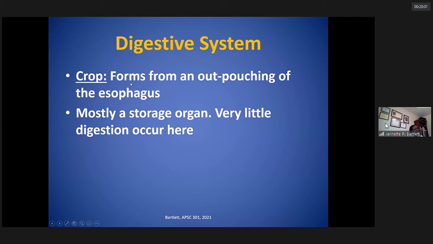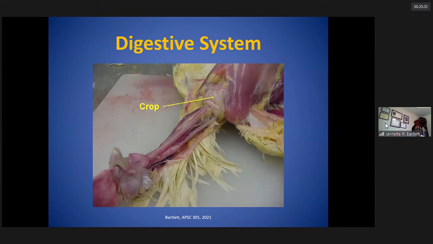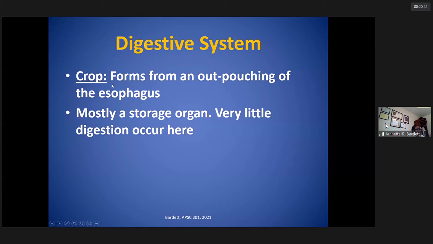Okay, here we are. So the crop forms from an outpouching of the esophagus. At the end of that portion of the esophagus, when it says outpouching, you know what a pouch looks like, like a little bulb pouchy thing. It forms at the bottom of the esophagus, and that serves as a storage organ for the food that is being swallowed.